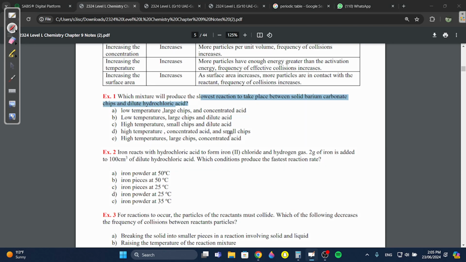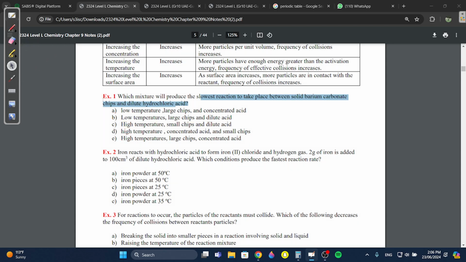So which one has the worst conditions? Low temperature, large chips. So far it's bad, bad. Concentrated acid, high concentration, no. Low temperatures, large chips, dilute acid. Dilute means low concentration. Do we want that? I think, well, for now, yeah, that's the slowest. High temperatures, no, that's fast. High temperature, again, fast. There's only one that's all bad, and it's the low temperature, because they want it to be the slowest reaction.